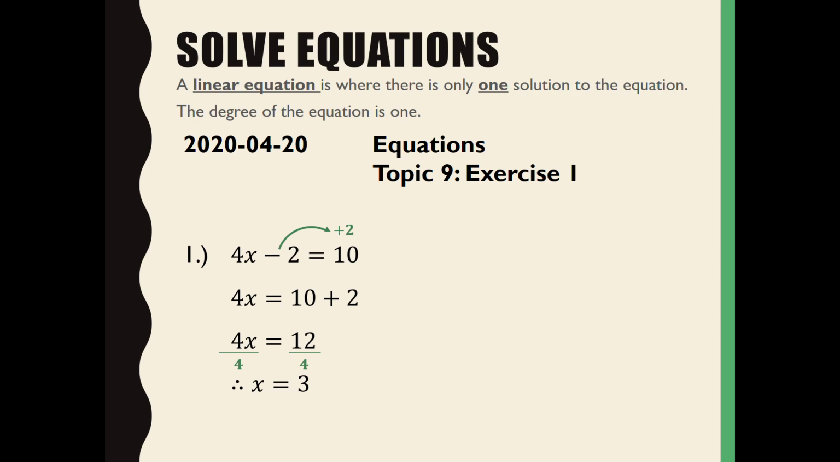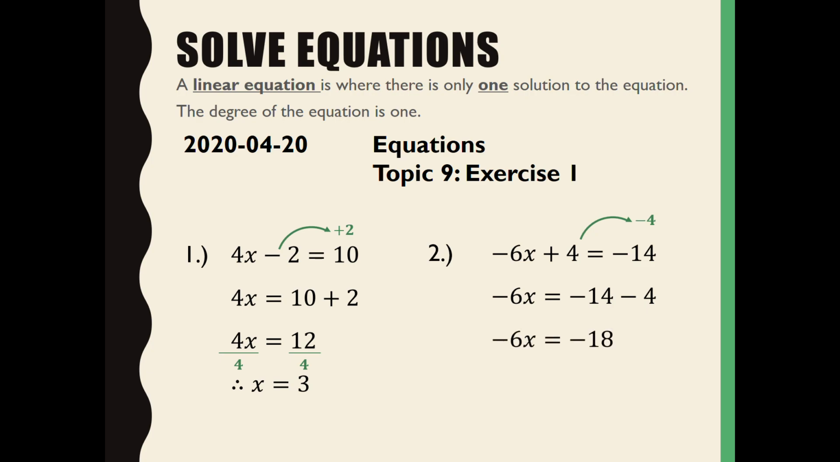Let's try another equation. You can write this one down and try it yourself, so just pause the video. For this equation, I'm going to do exactly the same thing I just did. I'm going to take the 4 over the equal sign and subtract it on the right-hand side. So I'm going to have negative 6x is equal to negative 14 minus 4, which gives me negative 18.